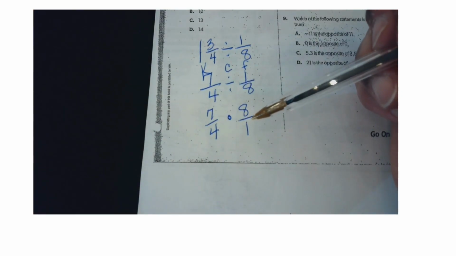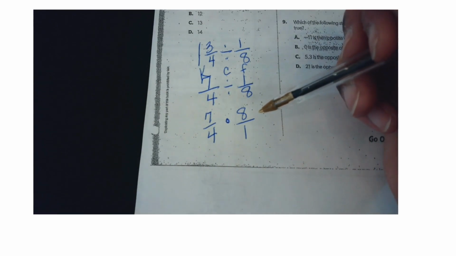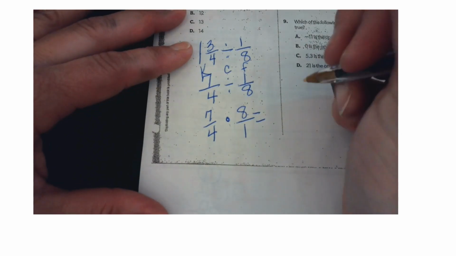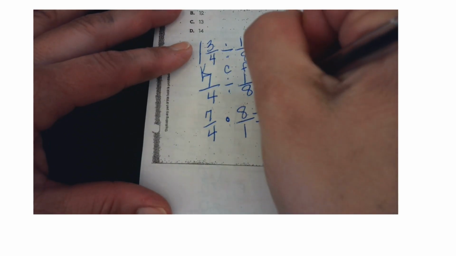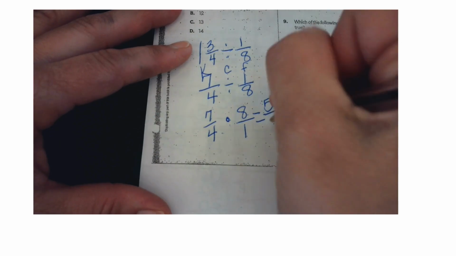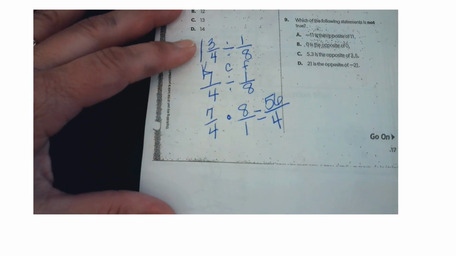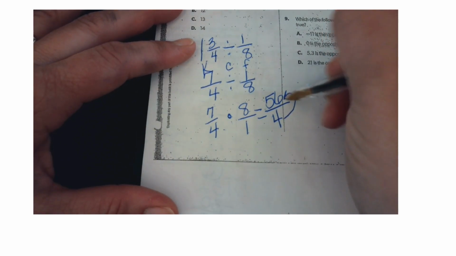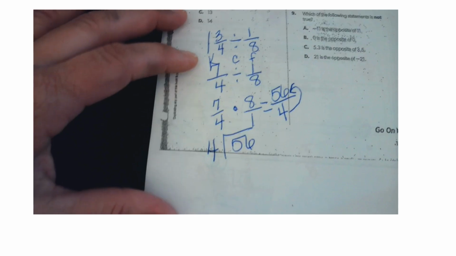Now, I have a couple of ways that I can go from this. I can either cancel out, or I can go in and multiply it and then simplify it. Okay, so what way would you guys rather do? You want to multiply and then simplify? Okay. All right, so we're doing 7 times 8. What's that give me? 56. It's all right. 4 times 1 gives me 4. Now what do I need to do? Divide. What am I dividing? 4. All right, so I'm dividing the 4 into the 56.